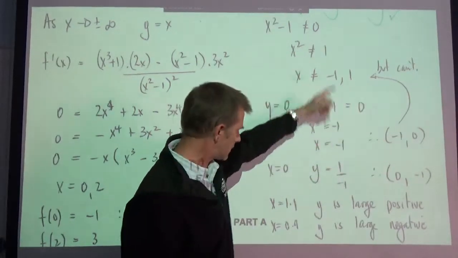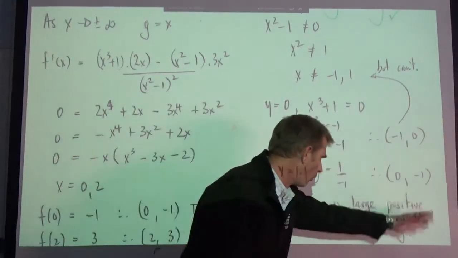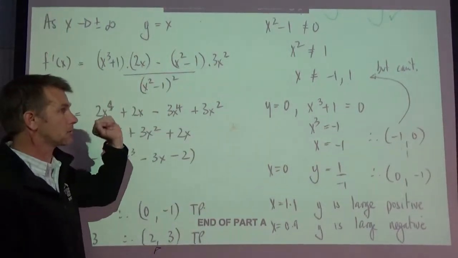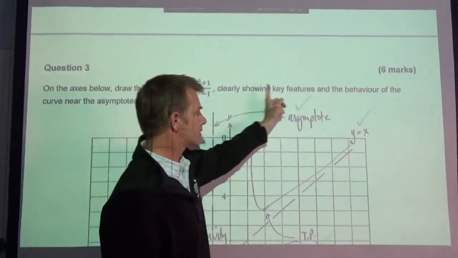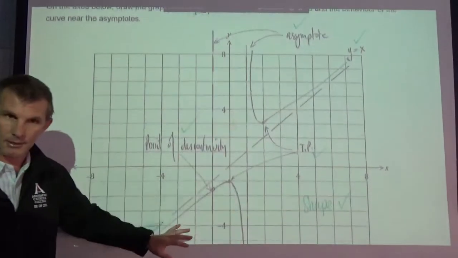That's the point of discontinuity. Look either side of your asymptote to find out what's going on. There's a huge amount there. And scroll back up to the top for me, right to the question, because it said clearly showing key features, you needed to, on your graph, label all these things, right?